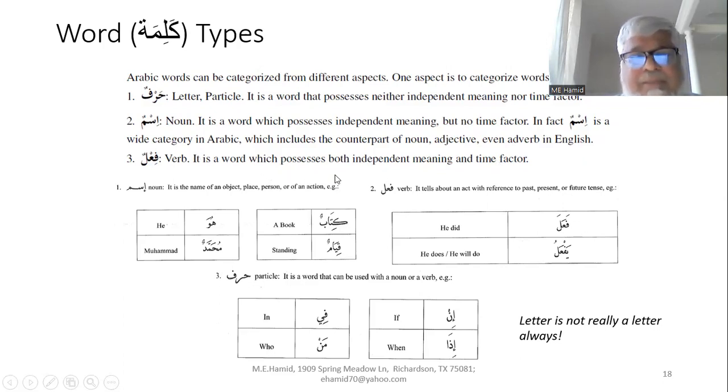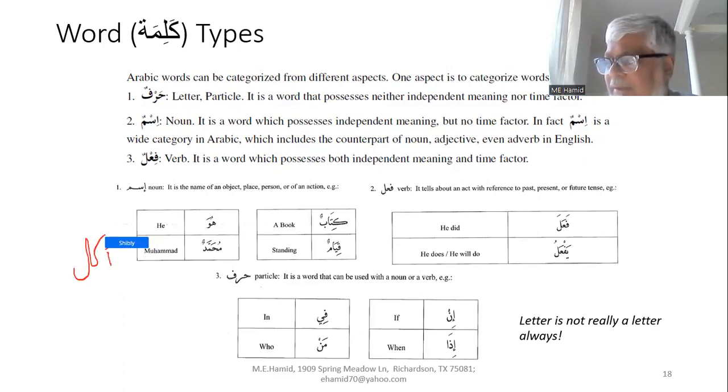So the verb that has a time element and independent meaning is called a fi'l. Let's say if I say akala, it means he ate, in the past tense. That is not a noun, because "ate" is clearly an independent word. The word akala means he ate.